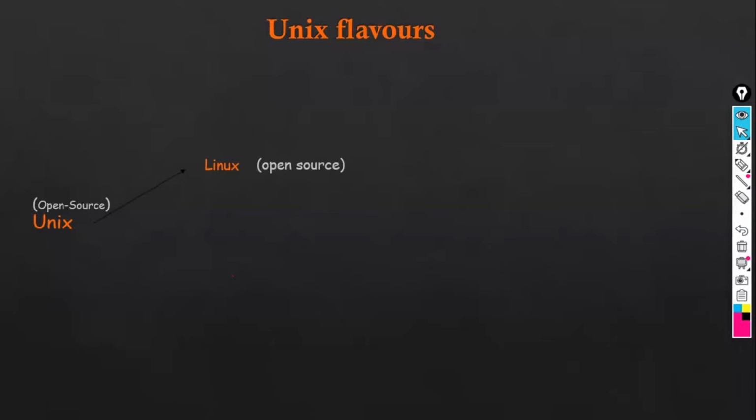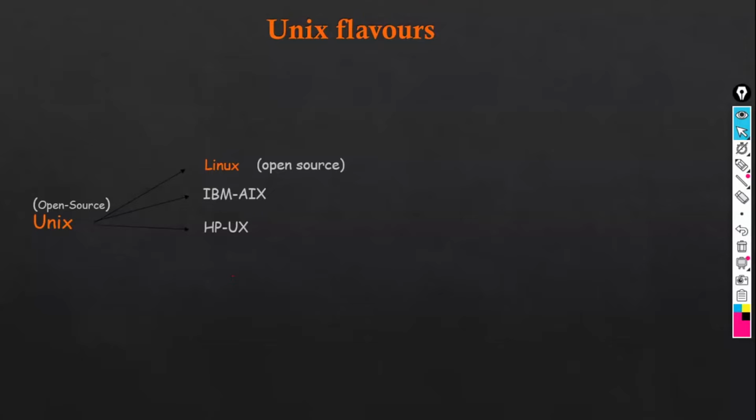Not only Linus Torvalds, some reputed companies like IBM also took the source code of Unix. On top of that, they added their flavors. Then they named that operating system the AIX operating system, which is developed by the IBM company. Even the HP company, Hewlett Packard, also took the source code of Unix. On top of that, they added their changes. Then they named it the HP UX operating system.